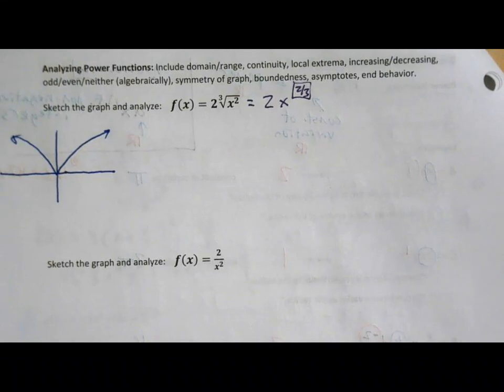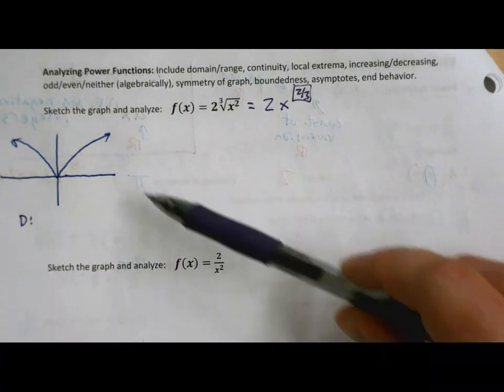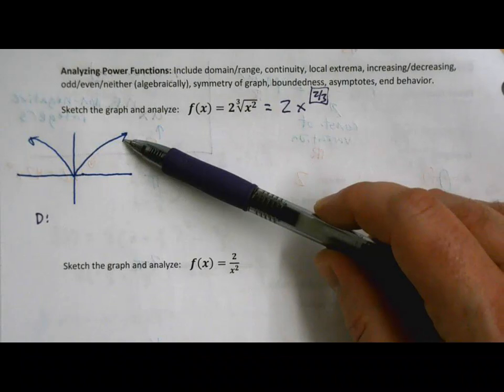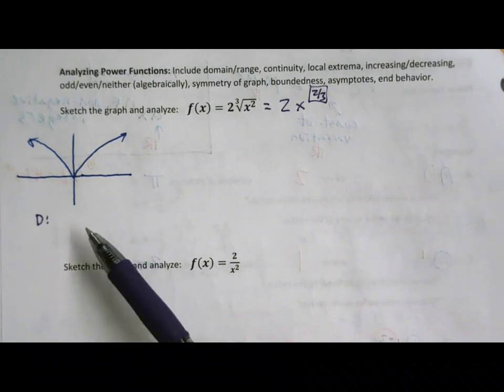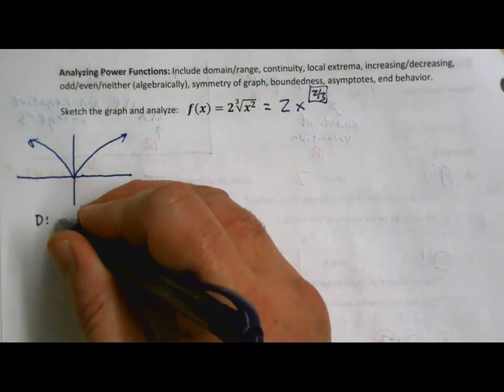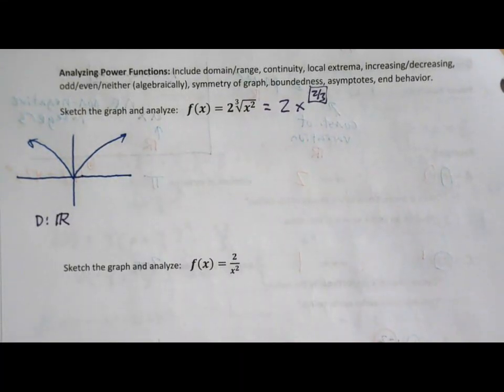We'll start with domain and range. So domain would be all of the x values that appear on the graph, which I think is all of them, right? Now, you guys could write negative infinity to infinity if you like, but I'm not forcing you to do that anymore now that we're out of chapter 1. I'm just going to go with the good old double bar R. That's everything.